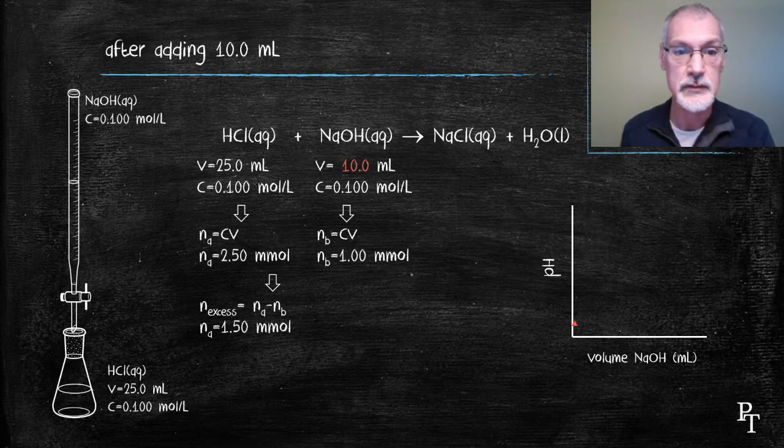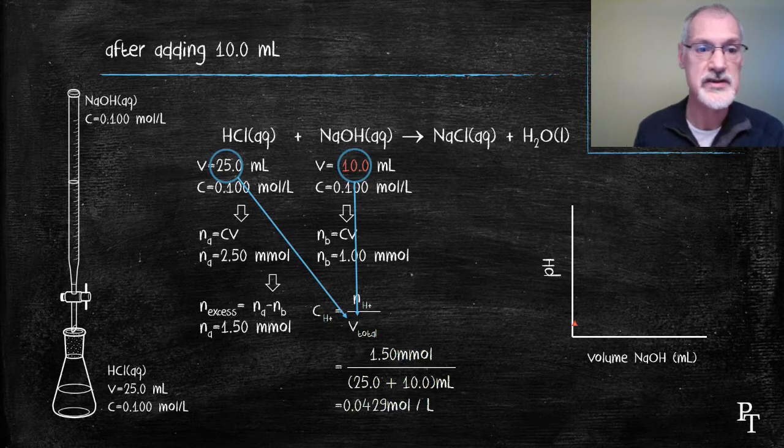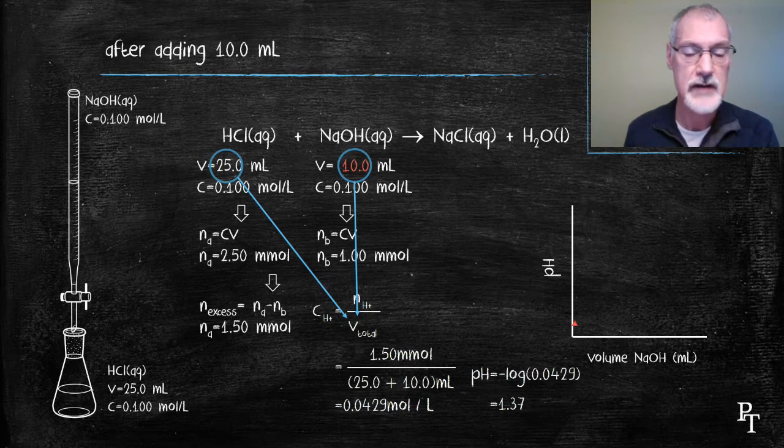That can then be converted into a concentration. Now, I take the number of moles, 1.5 millimoles of acid, and divide it by the new volume. Now remember, I've added 10 milliliters to it, so the total volume is now 35 milliliters. And that gives me a concentration of 0.0429 moles per liter of the acid. That can be then used to determine the pH of my solution by taking the negative log of that value. So after I've added 10 milliliters of the base, the pH has risen slightly to 1.37.